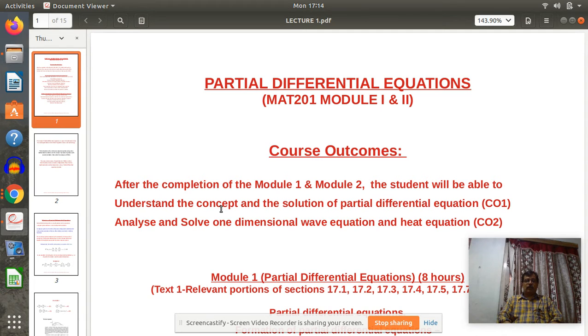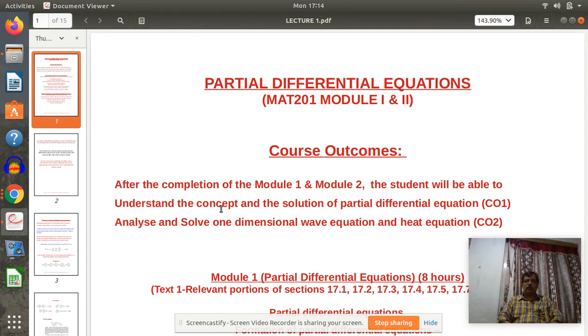The course outcomes are for the first two modules. First outcome is understand the concept and solution of partial differential equation. And second outcome is analyze and solve one-dimensional wave equation and heat equation. These are the two outcomes of this topic, partial differential equation.